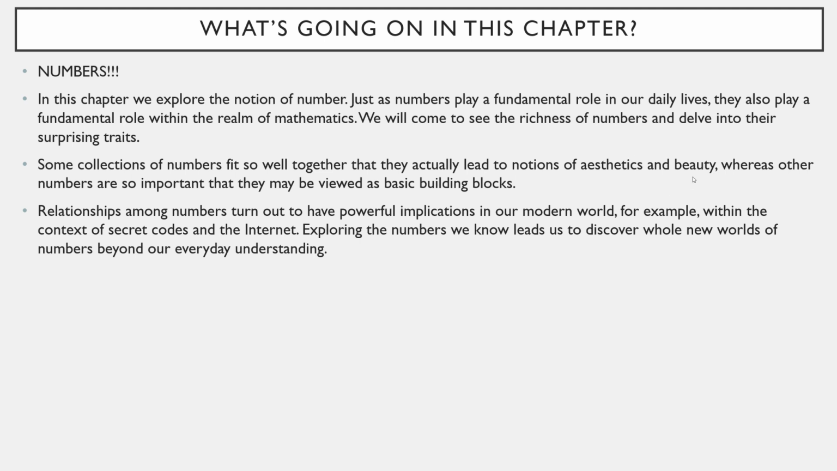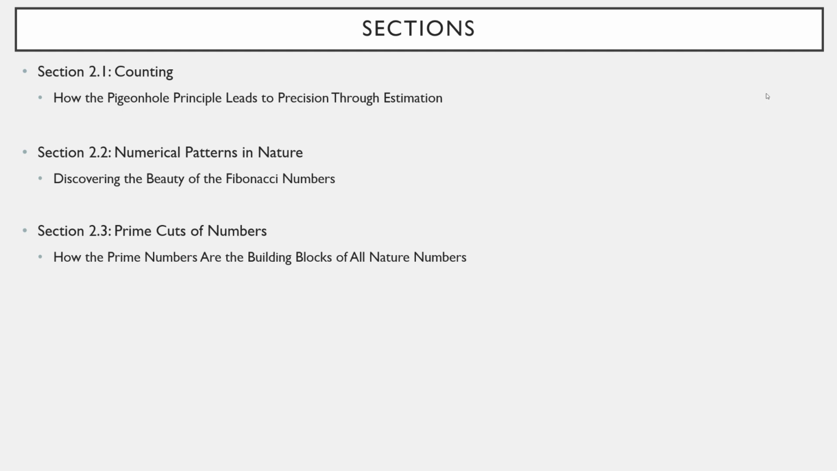What we're going to do in this chapter is look at three sections. Section 2.1 is about counting, and the main concept in here is something called the pigeonhole principle. This principle allows us to prove a lot of really interesting, fun questions, and we'll unfortunately do a little bit of a morbid example with it in my lecture, but it'll still be interesting.